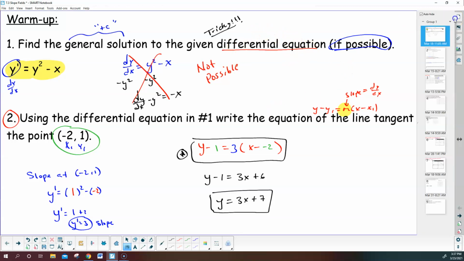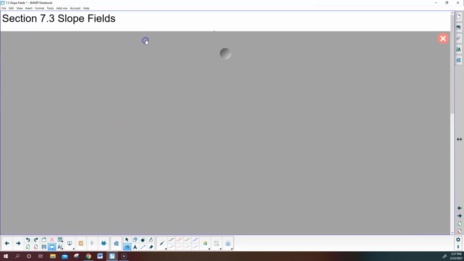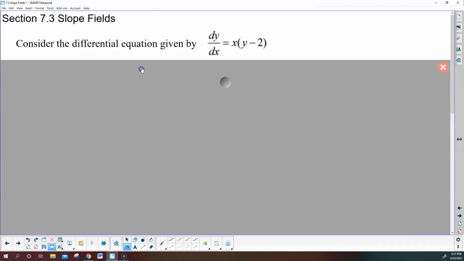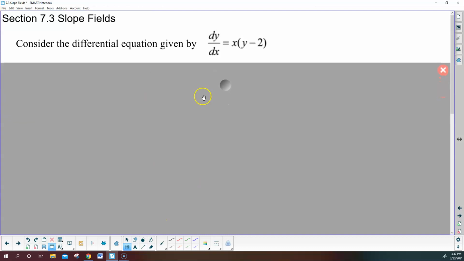Our goal is to look at some differential equations and introduce this idea called a slope field. Now, I'll let you know this is kind of a lot of work. This is the main problem for our notes today. We've got multiple parts, so take really good notes here. Pause the video as you need. So consider the differential equation dy dx equals x times y minus 2.